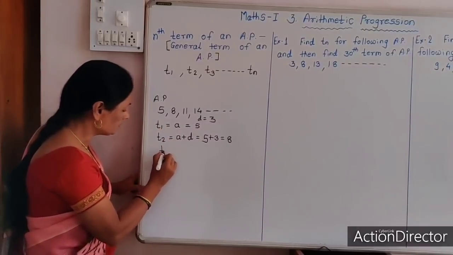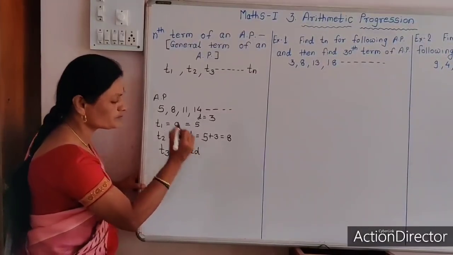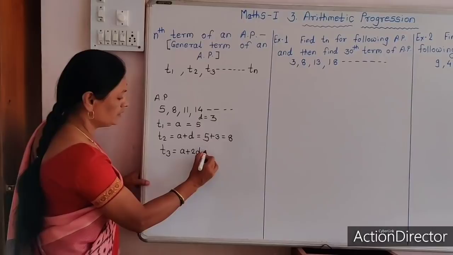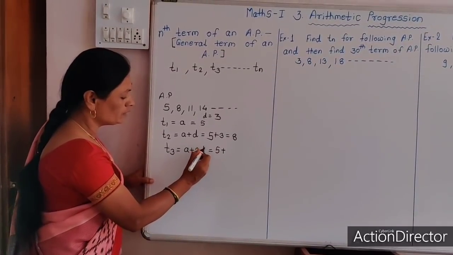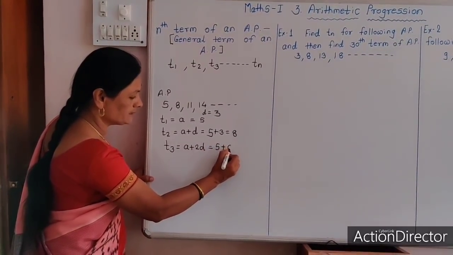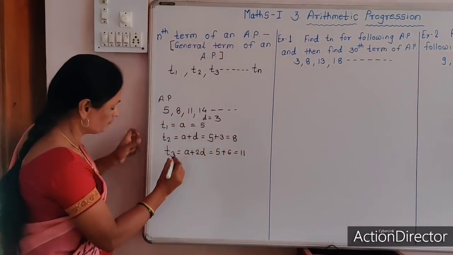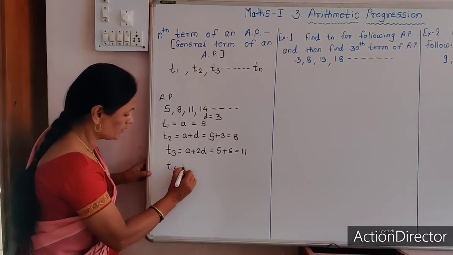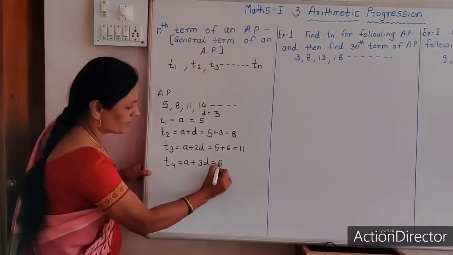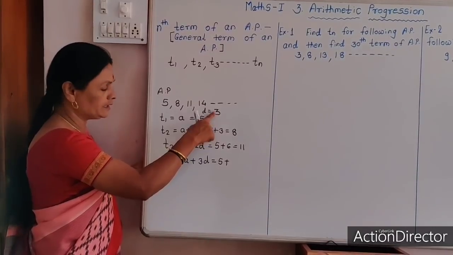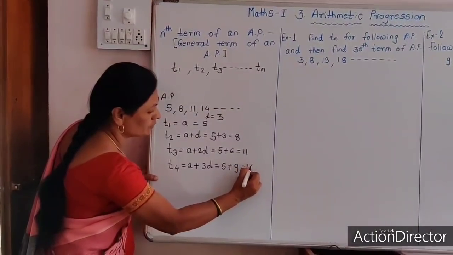Then the third term T3 is equal to A plus 2D. What is the value of A? 5. D is 3. 2D means 3 into 2, 6, so the total is 11. Look here, the third term is 11. The fourth term T4 is equal to A plus 3D, that is 5 plus 3D. D is 3, so 3D is 3 into 3, 9. 5 plus 9 is equal to 14.